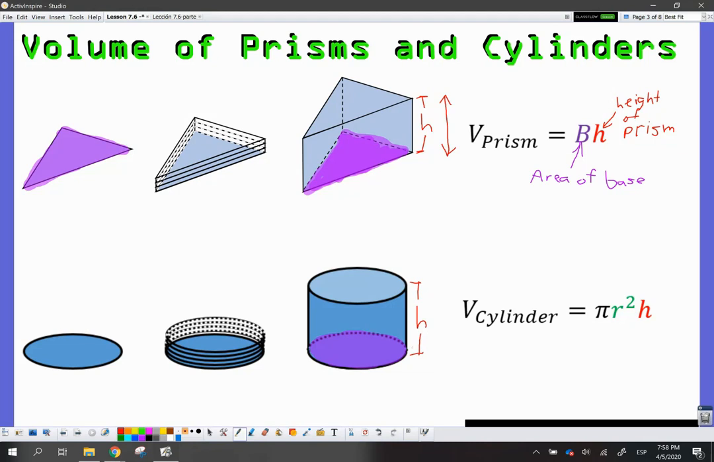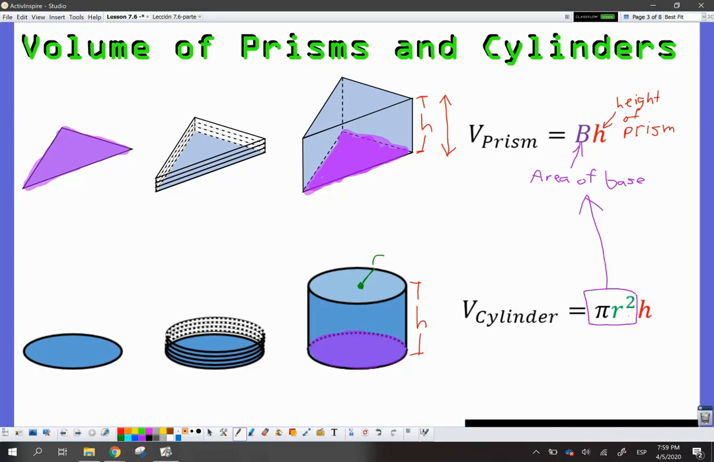of my cylinder. Now again, we can find the formula by finding the area of the base multiplied by the height. So that's what this part here is. Remember that the area of a circle is pi r squared. So this is also the area of the base, except that this time my base is a circle. And we know the radius will be the distance from the center of the circle to the edge of the circle. And we can use that in our formula to find the volume of the cylinder.